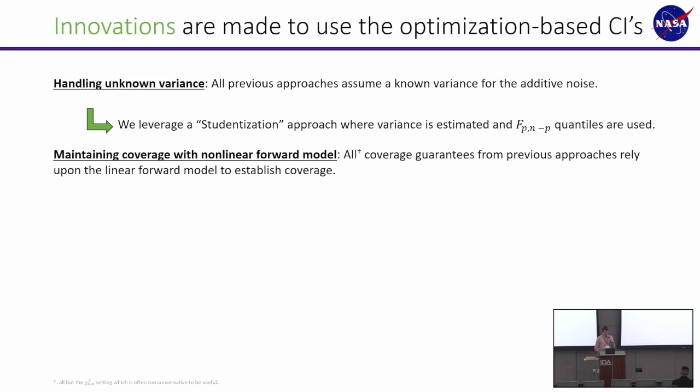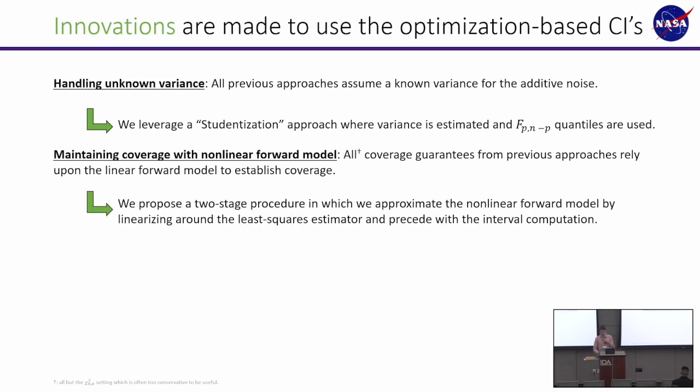The second is all the work I did previously assumed a linear forward model. And as I mentioned at the start, this is a nonlinear setting. So it's not obvious that any coverage guarantee or any computational methods that we're using would also work well in the nonlinear setting. The way we handle this is proposing a two-stage procedure, which basically amounts to a linearization step followed by assuming the model's linear and proceeding as normal.